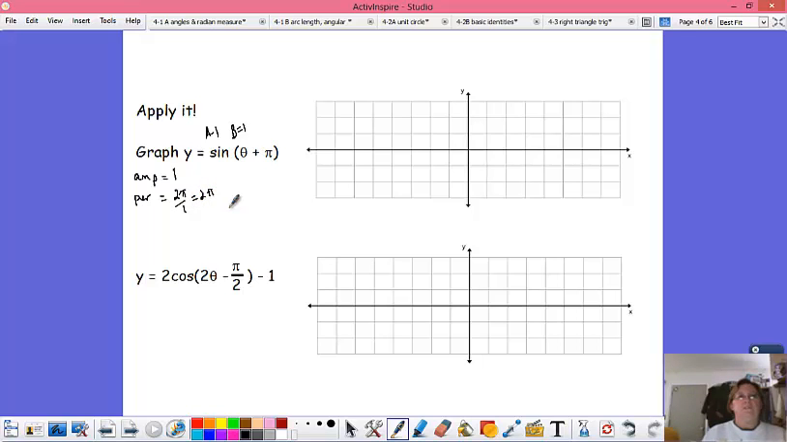But we do have a phase shift. So the phase shift, that's left and right translation, is equal to c, which in this case is negative pi, over b, which was 1. So our phase shift is negative pi, that is, it's been moved to the left pi radians. Now this time the graph paper is not marked for you, but I still know that we're going to get done with a full cycle in 2 pi. It's just that our cycle is going to be shifted to the left.